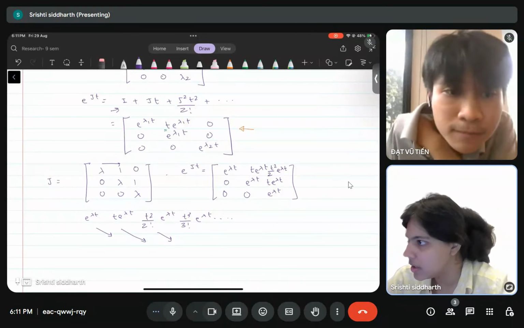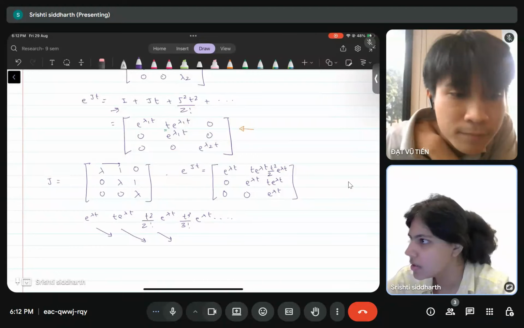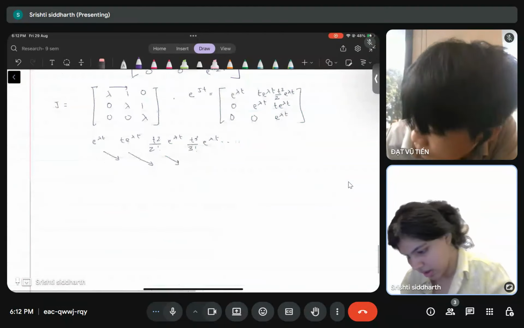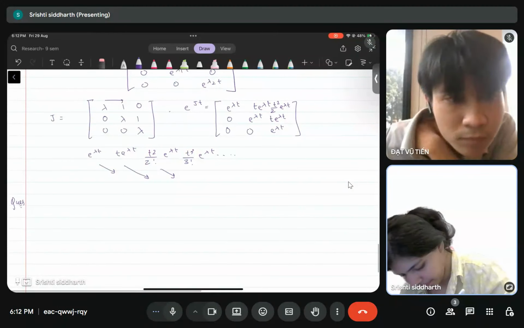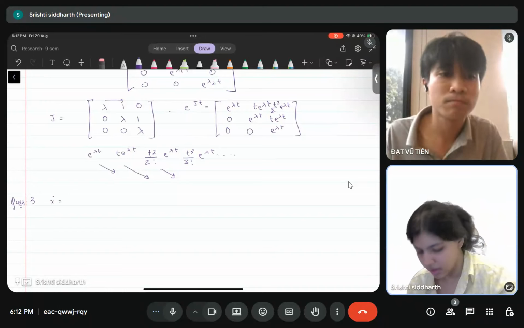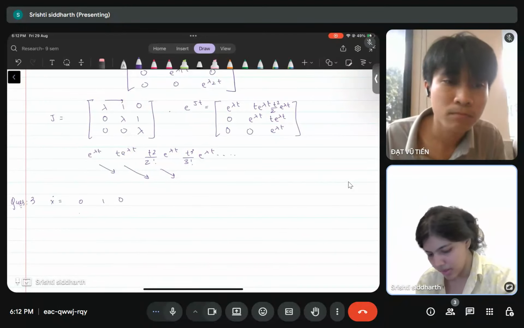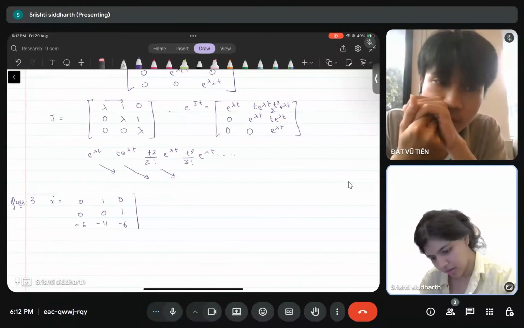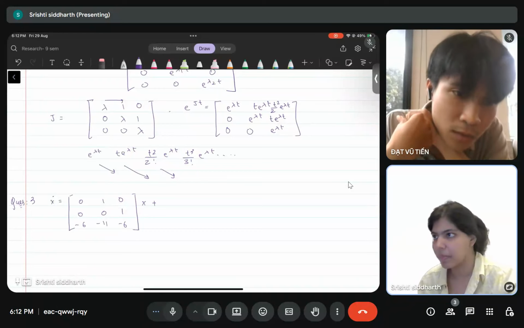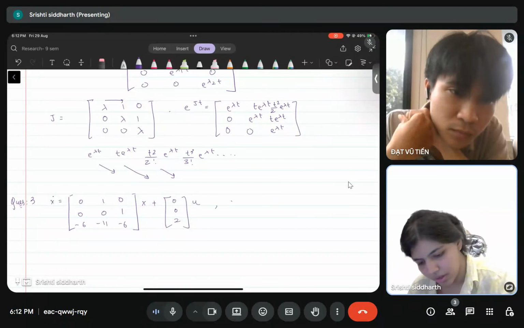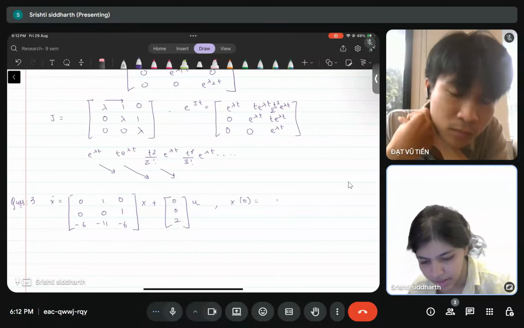Okay, so let's see. Something we were talking about, a third order system. Yeah, let's see. Question 3. X dot is [0, 1, 0; 0, 0, 1; minus 6, minus 11, minus 6] X, and we also have an initial condition, X of 0 is the vector [0, 0, 1].